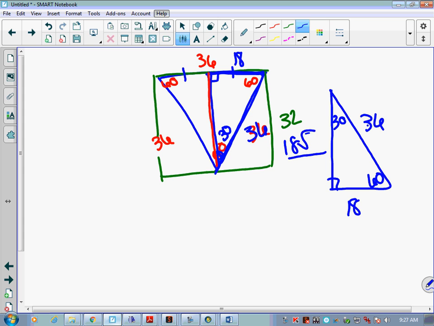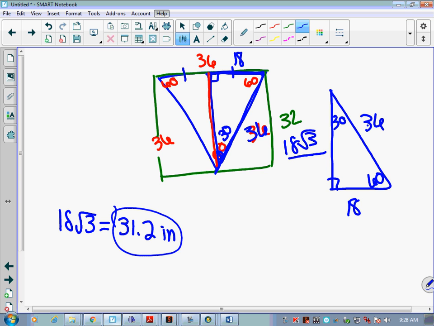18 radical 3. Okay? Is there any way of plugging that in to a calculator and finding out what 18 radical 3 is in inches? Okay, can I do that? What is 18 radical 3? 31.17. Well, let's just round that up to 31.2 inches. Okay? Is 31.2 inches shorter than 32 inches? So do I have enough metal to make my sign? Okay, so this is the answer that we needed in here. We needed to find the height was 31.2.